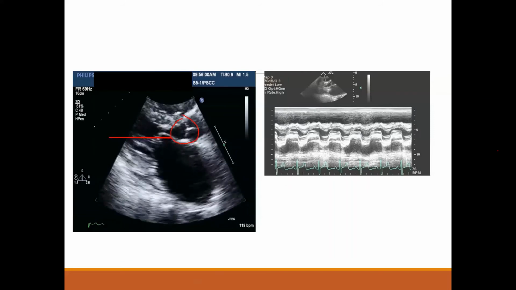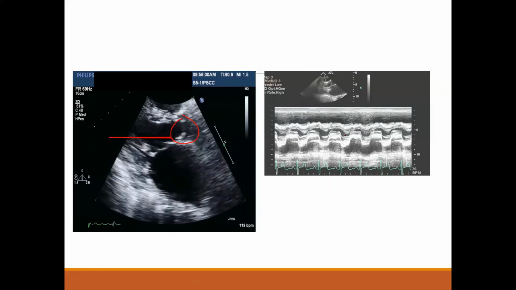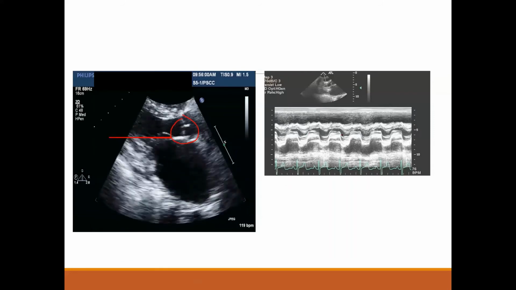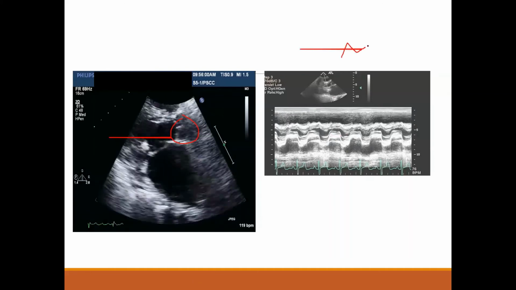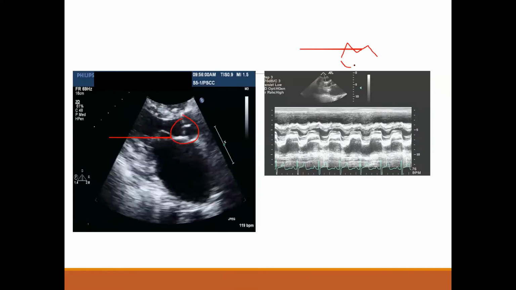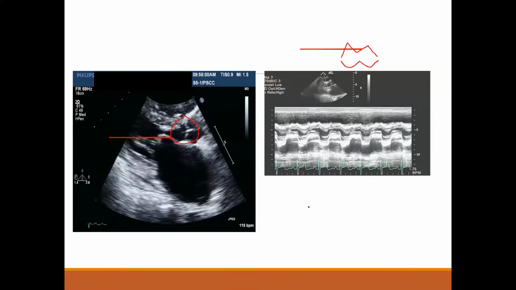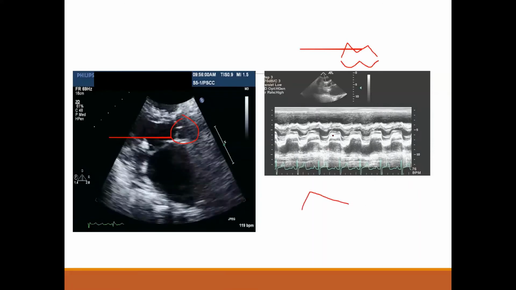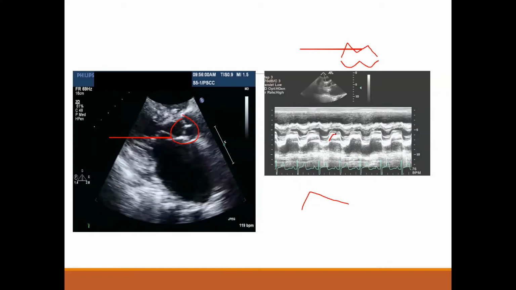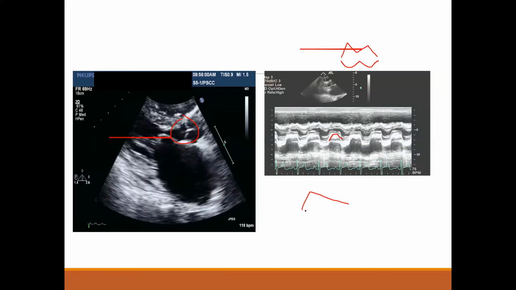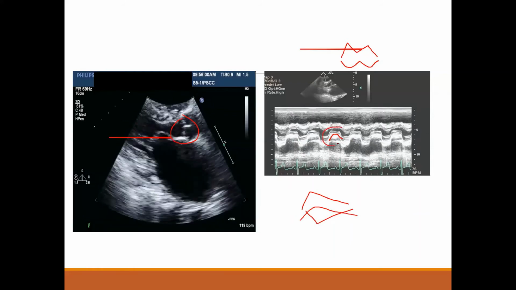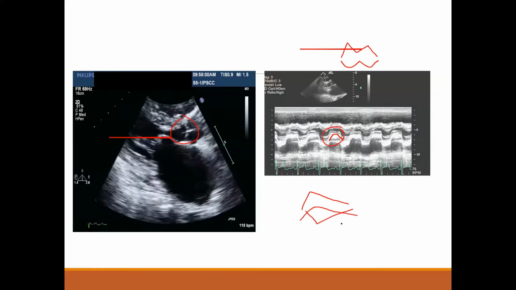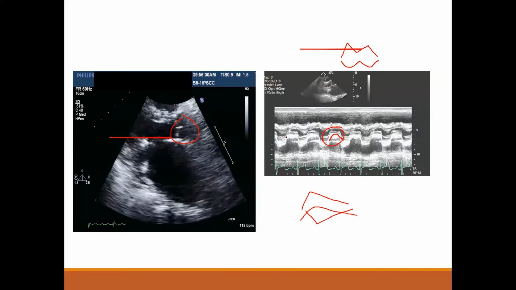Now this is M mode of a rheumatic mitral valve with stenosis. This is how it looks. Of course, no longer are you going to see the M and W. Instead, you are going to see it like this, and the anterior leaflet and the posterior leaflet, instead of opening up, are moving anteriorly. So there is distortion of the excursion of the mitral valve.